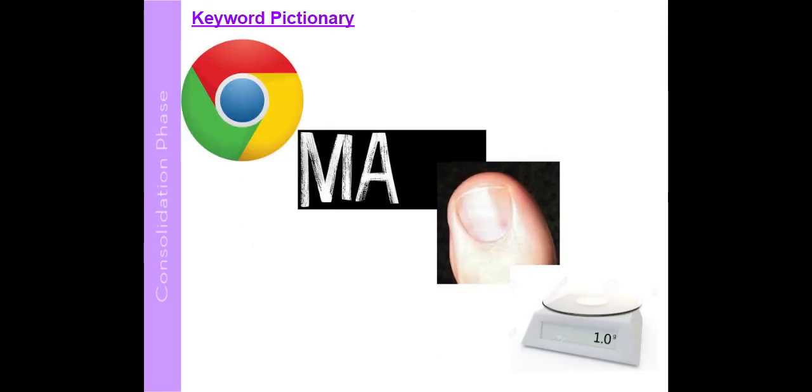Next keyword, remember, pause the lesson video, think of the keyword, unpause it when you're ready for your answers. This one's a little bit difficult. Good luck. Now, the keyword is chromatogram. Chromatogram. Now, remember, guys, a chromatogram is the result that you get from carrying out chromatography.